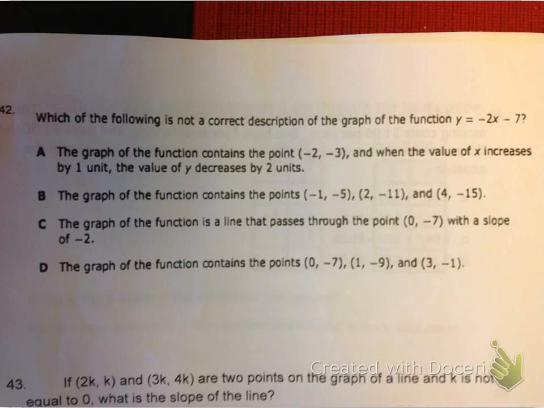Okay, here's our next example. It says, which of the following is not a correct description of the graph of the function y equals negative 2x minus 7? Okay, again, before we go ahead and start looking at our answer choices, let's start making some assumptions or some generalizations. We know the slope is negative 2, so that means the graph is going to go downward.